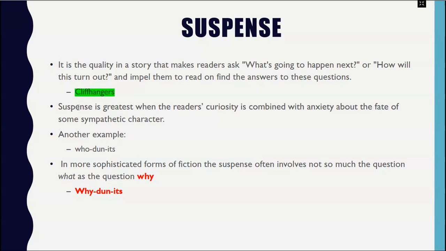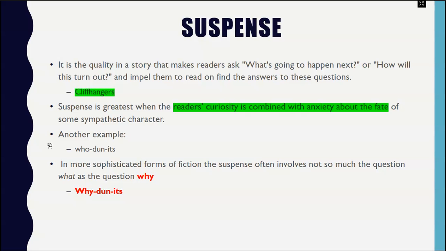Now, suspense, as the book says, is greatest, of course, when the reader's curiosity about what's going to happen next is tied or combined with the anxiety that the reader feels about the fate of a character. So, in the example of the hero or the heroine being tied to the tracks, and a train approaching the body, this is a good kind of suspense in a way because our curiosity is completely tied with the fate of the main character or the sympathetic character.